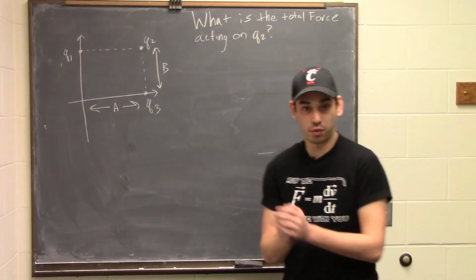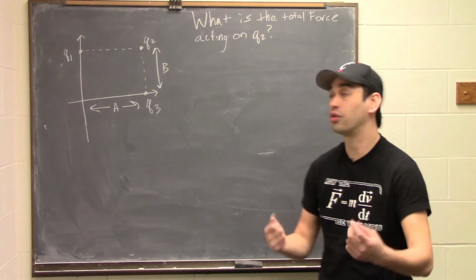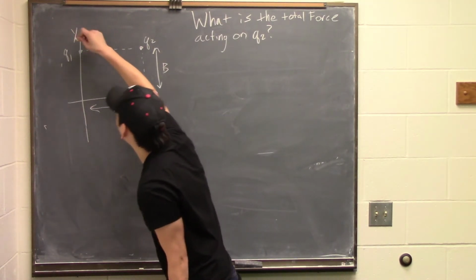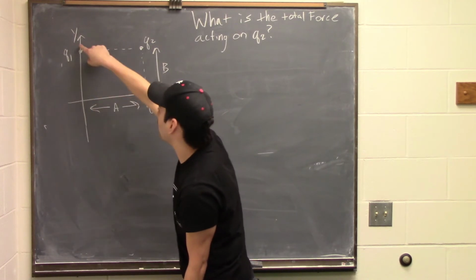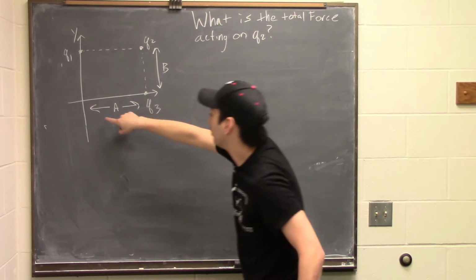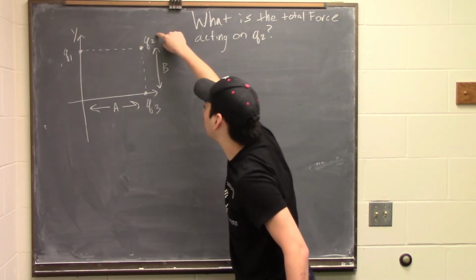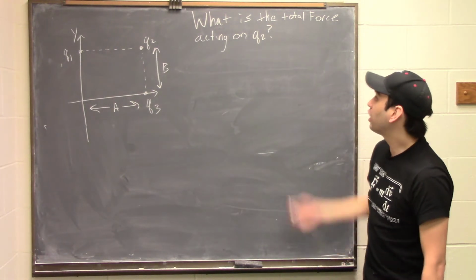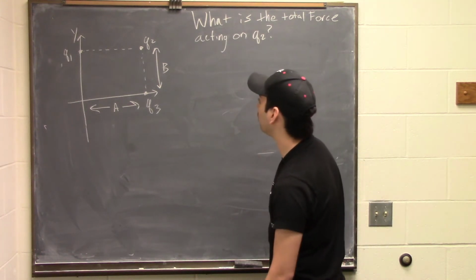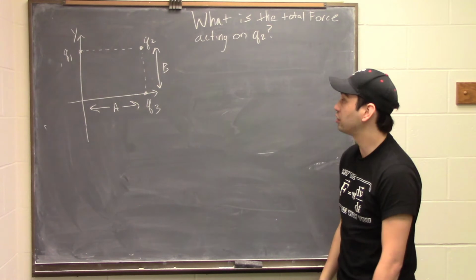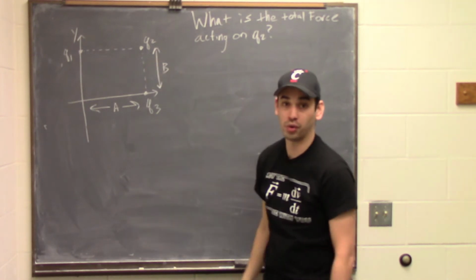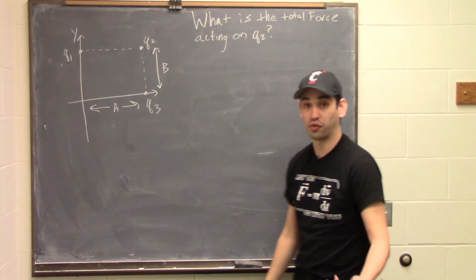Now let's see how we can solve a problem using superposition principle and Coulomb's law. So consider this arrangement of charges where we have some charge Q1 that is at a position 0b, so it's along the y-axis, and another charge Q3 that's along the x-axis at a distance a from the origin, and some charge Q2 that's at a position ab. We'd like to find what the total force is acting on Q2. So in order to do this, we need to calculate what the force is from Q1 acting on Q2 and the force acting from Q3 to Q2, and then use the superposition principle to add those two forces together.